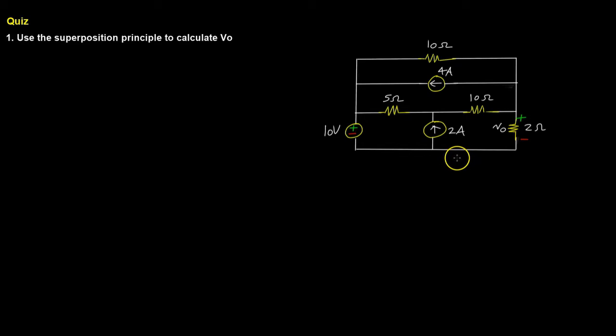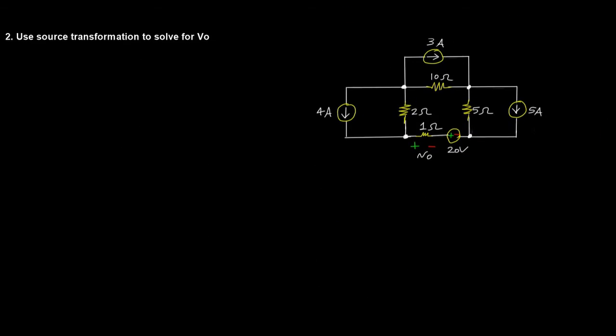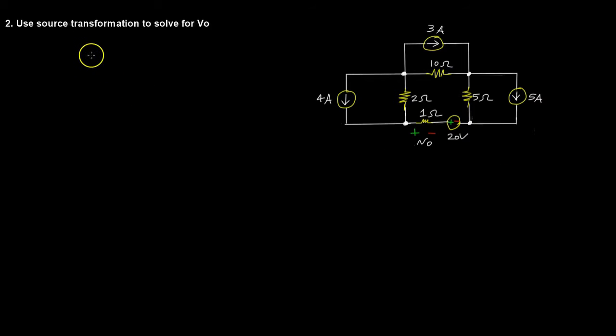Alright, so now we have gotten to the quiz portion. For the first question, we're asked to find the output voltage by using the superposition principle. So just remember the principle and write it down carefully and go step by step as we always do in circuit analysis. For problem 2, we're asked to find the output voltage also, but using source transformation only. So pay attention to signs and best of luck. I'll allow you to pause the video and give these two problems a try.